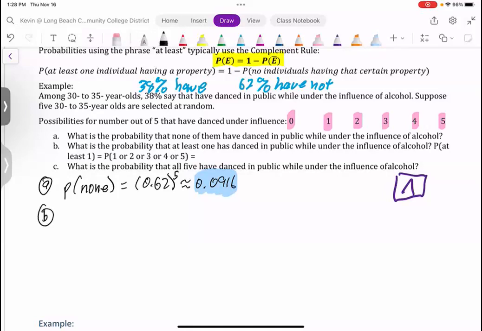So part B says, what is the probability of at least one? At least one has danced in public. That means it needs to be the probability of exactly one of them, plus the probability of exactly 2 of them, plus the probability of exactly 3 of them, and so on. So the easier way to do this is to use our complement rule. So the probability of at least one is going to be the same as 1 minus the probability that none of them have.